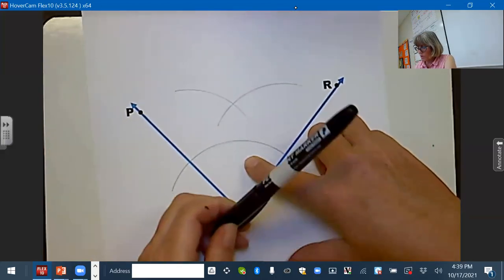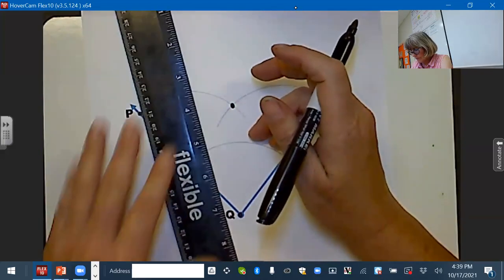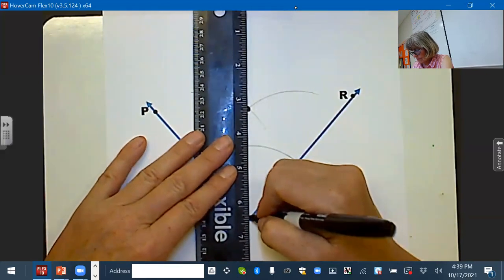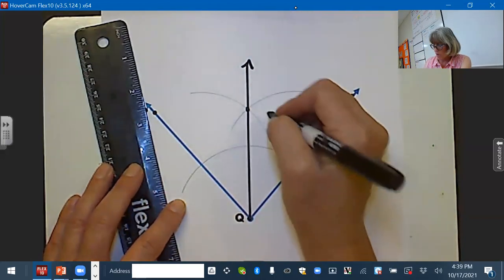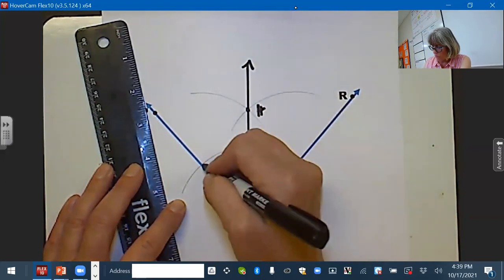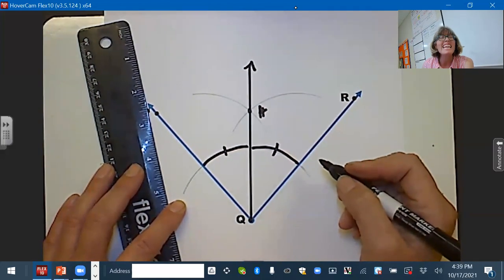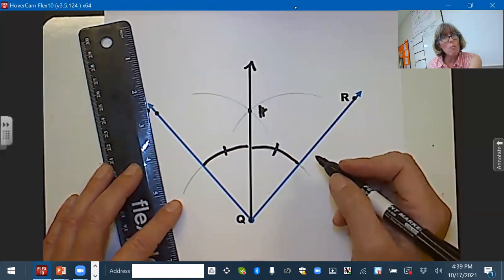And that point of intersection, you go through, and we're going to call that QH. Now, if you were to get a protractor out, these angles would be exactly congruent. That's why it's more precise.